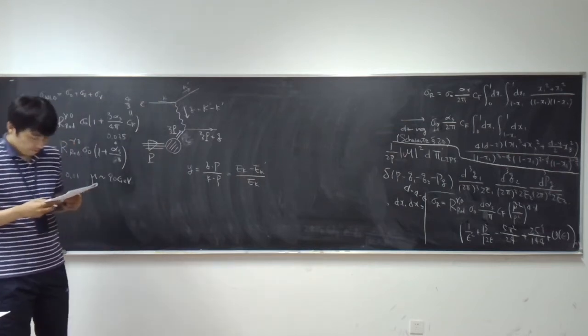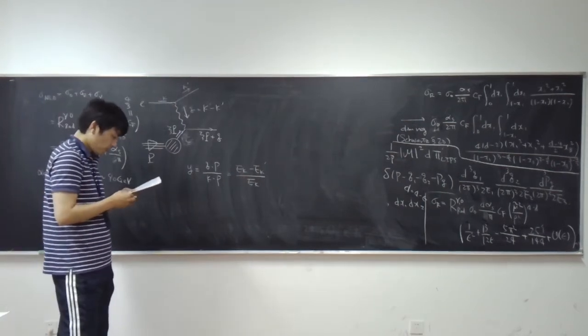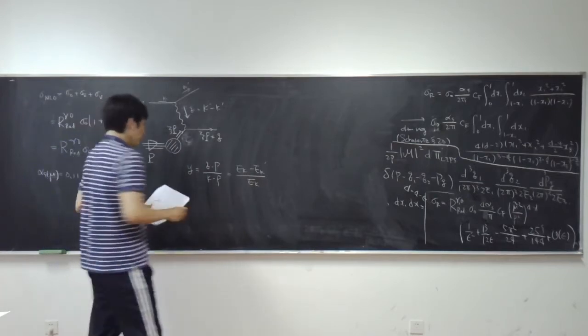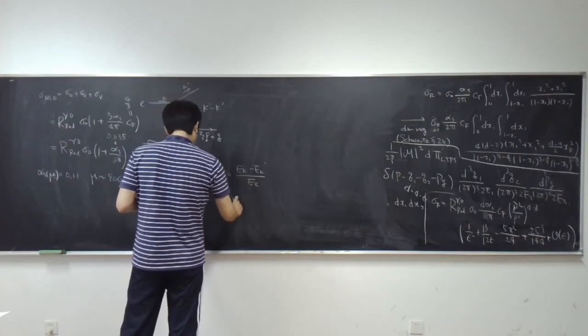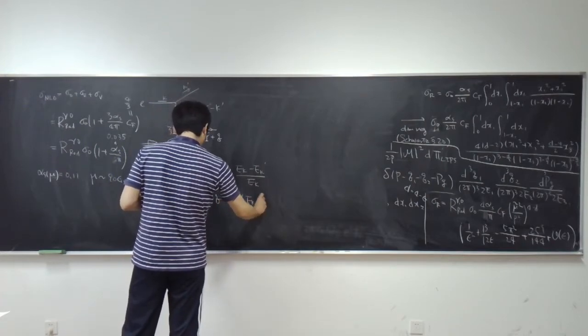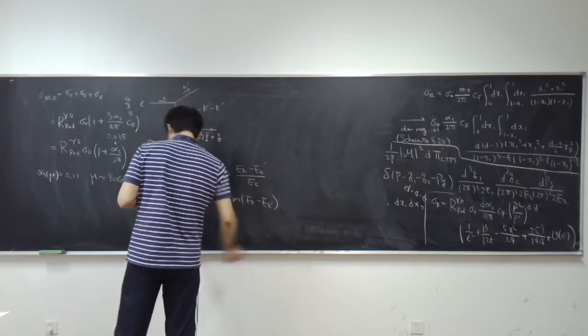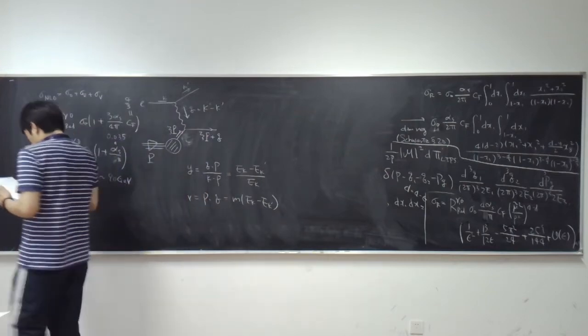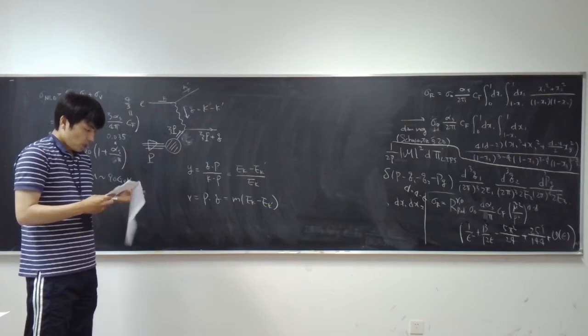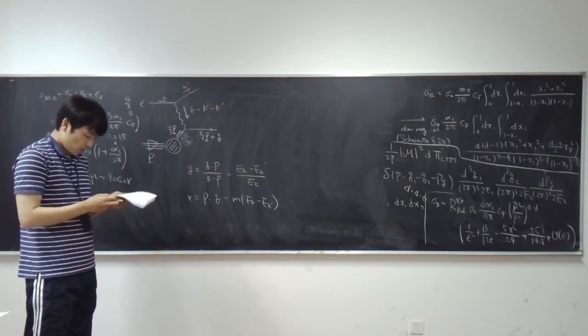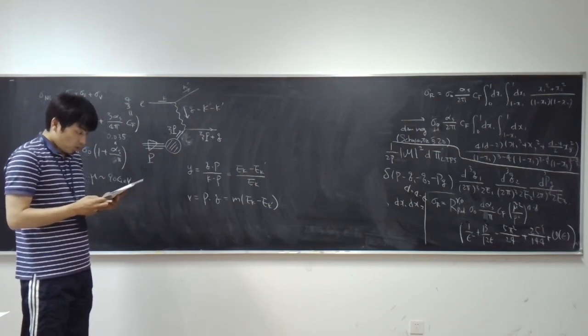Okay, and also B is P dot Q. This is M times EK plus EK prime. Okay, that's the correction I want to make. And then, where are we?